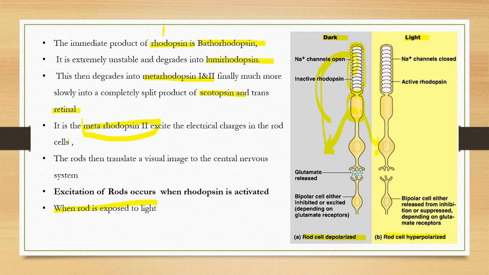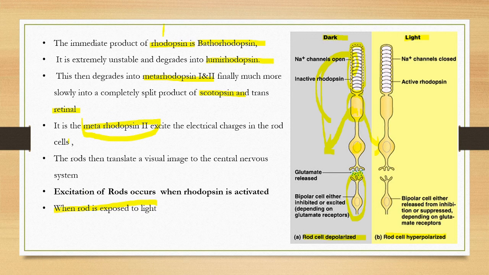So this is the normal condition, and this is called the cells are depolarized. In that condition, this is a synaptic body which releases a neurotransmitter called glutamate. This glutamate inhibits the next cell, called the bipolar cells. So this is a normal condition, where the bipolar cells are inhibited because of the presence of this neurotransmitter, which is released only during the dark conditions.